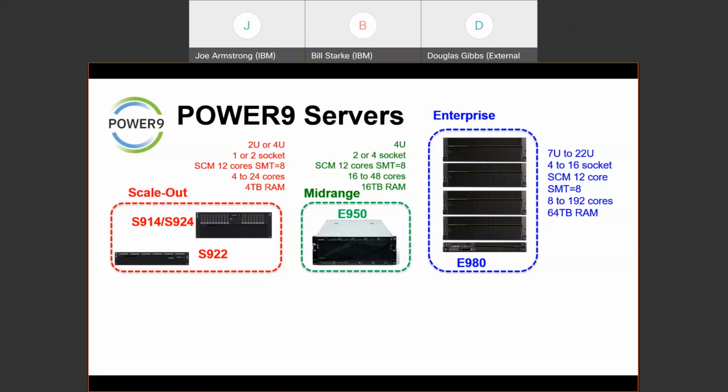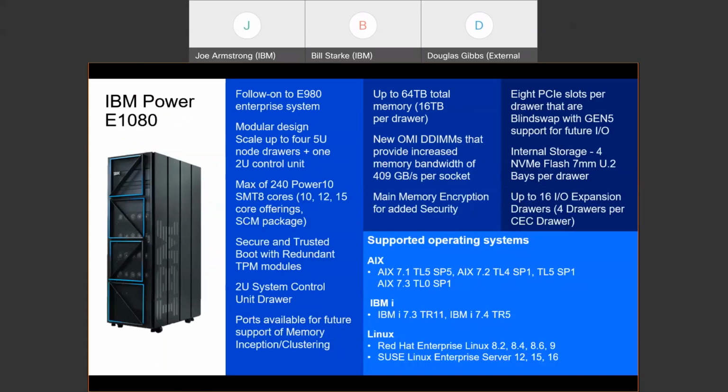So let's talk about the Power10 system now. And this slide, I'm not going to spend a lot of time on it because we're going to cover all of these things in more detail. But it's a follow-on to the 980. It's a modular system. As Bill said, it's made up of 4 CECs, Central Electronics Complex. You can also call them nodes or drawers, all the same thing. And we'll talk about that. But pretty much everything on this chart we're going to talk about in more detail.